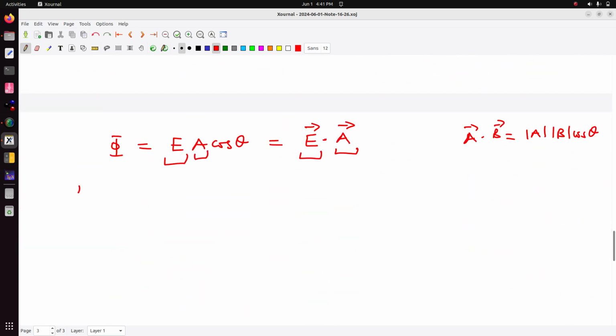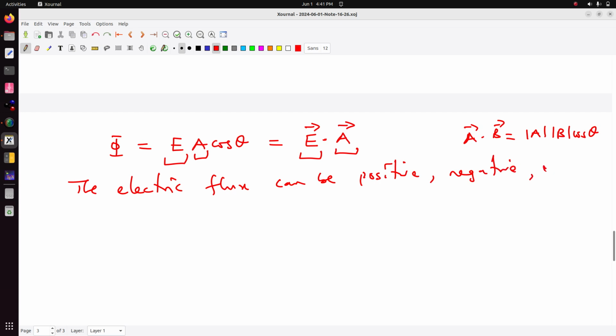Now, as I stated here, the electric flux is a scalar quantity. So the electric flux can have a positive value, it can have a negative value, and it can be zero. Now, another thing that you should note is this. If the electric flux lines go into a closed surface, okay, let me explain with the diagram.